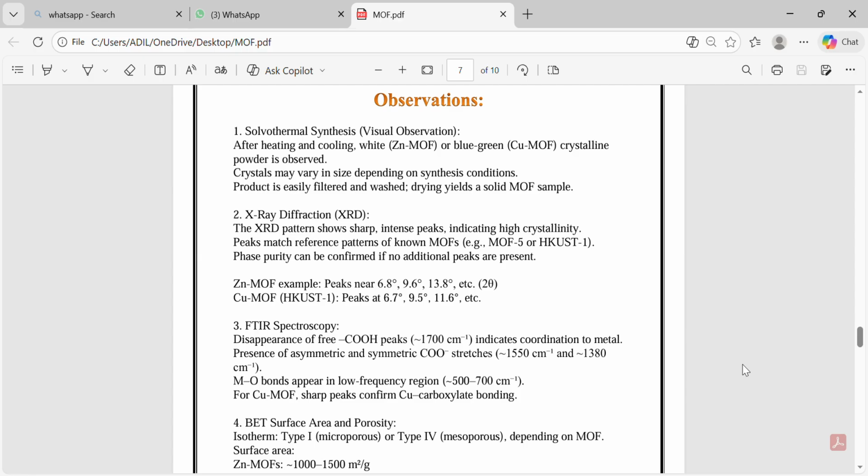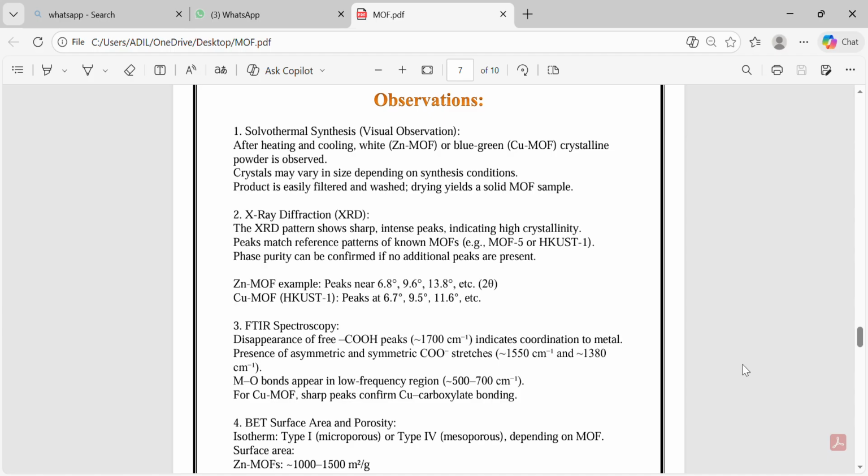After this, here are the observations. Observations from the 4 common experiments on MOF are here. The first one is the solvothermal synthesis. We heat reactants to make MOF crystals: white for zinc MOF, blue-green for copper MOF. After cooling, we filter, wash and dry the powder to get the solid MOF.